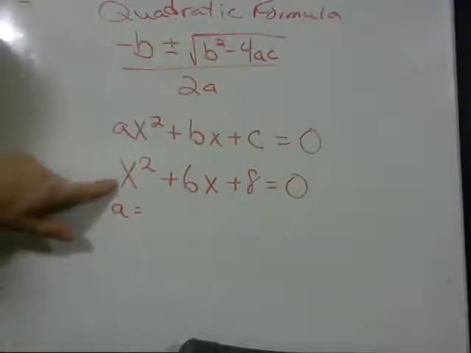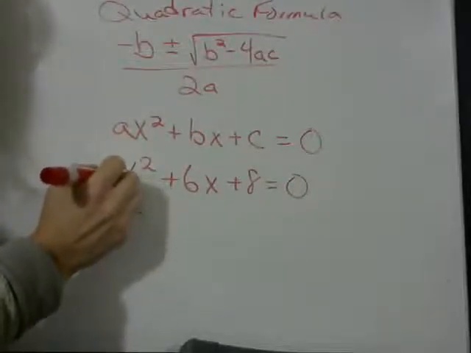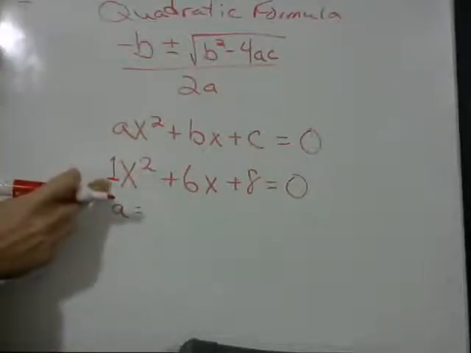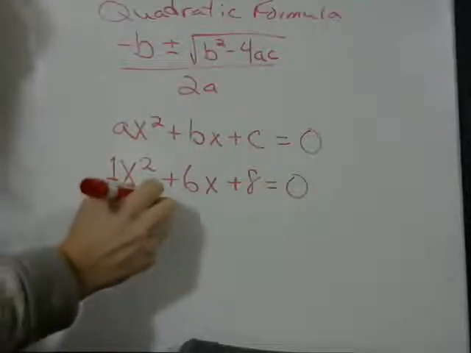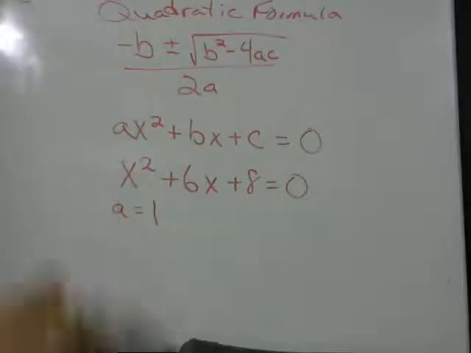A is the number in front of the x squared. Well, you can say there is no number, but really, remember, there's always a 1. When it's a 1 in front, we don't write it. So a just equals 1. So if there is no number, it's 1.